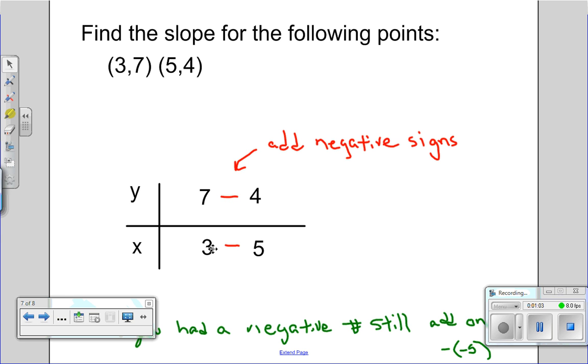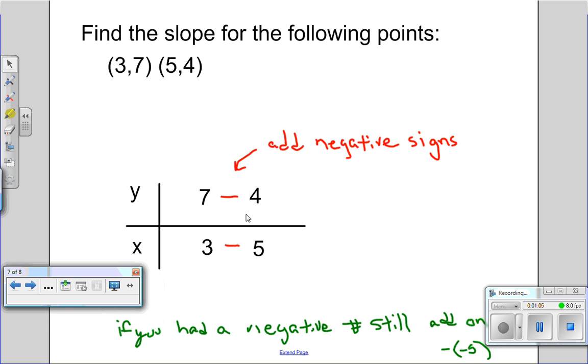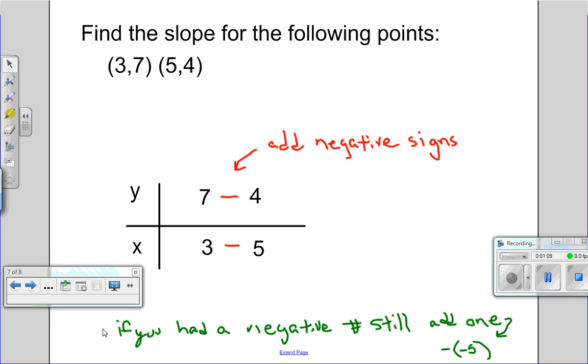Then what I want you to do is you got to add negative signs. You're going to subtract here, and you're going to subtract on the bottom. You're going to subtract. So you got to put a negative in here. Now, on the bottom I put a keynote which says if you had a negative number, still add a negative one. So if this were -5, you'd have a negative and a negative, essentially turning this into a positive. But for this purpose in this diagram, I just have this and this.